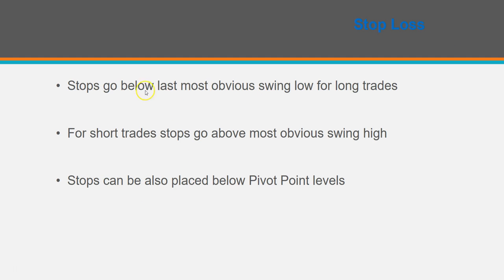Stop loss placement goes like this. Stop goes below the last most obvious swing low for long trades. For short trades, stops go above the most obvious swing high, and stops can be placed below pivot point levels. I will also show you this on a live chart so you can get a feel for how you can do it.